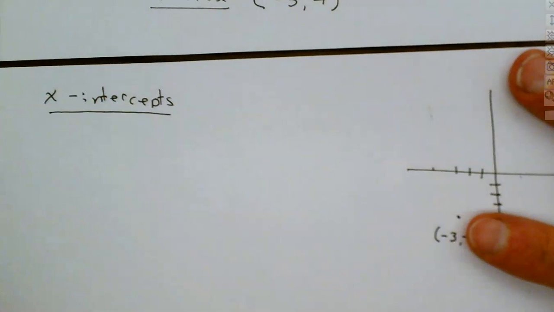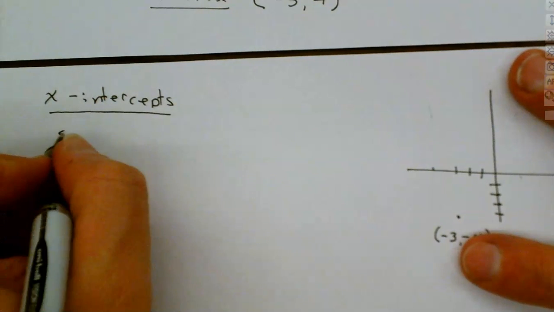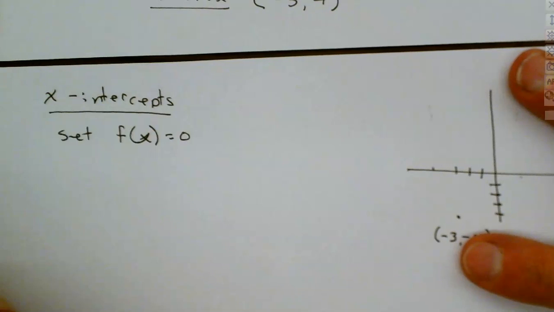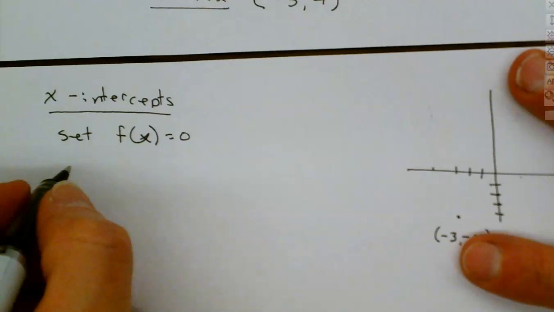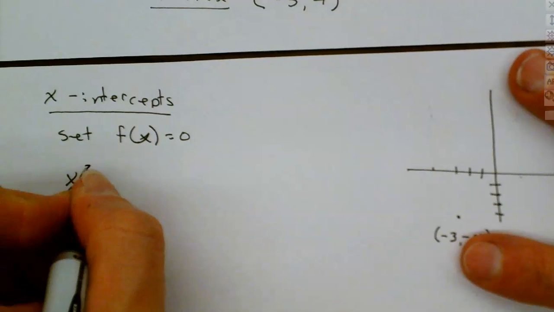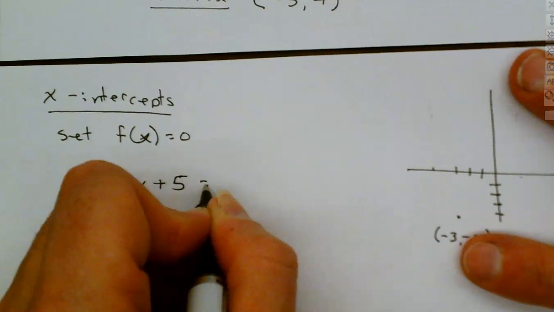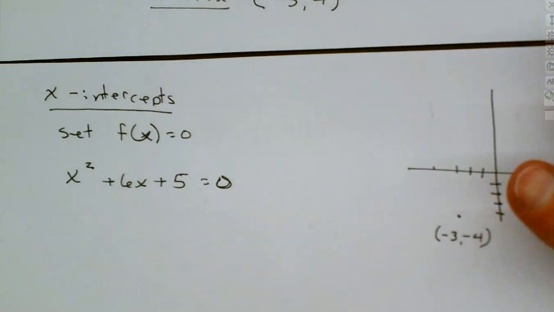So what do we do to get our x-intercepts? Well, we set, in this case, f of x equal to 0. So that gives us x squared plus 6x plus 5 equals 0. Okay, so we set f of x, your function, equal to 0. Now we should know what to do. We've done a lot of these. What are we going to do from here?